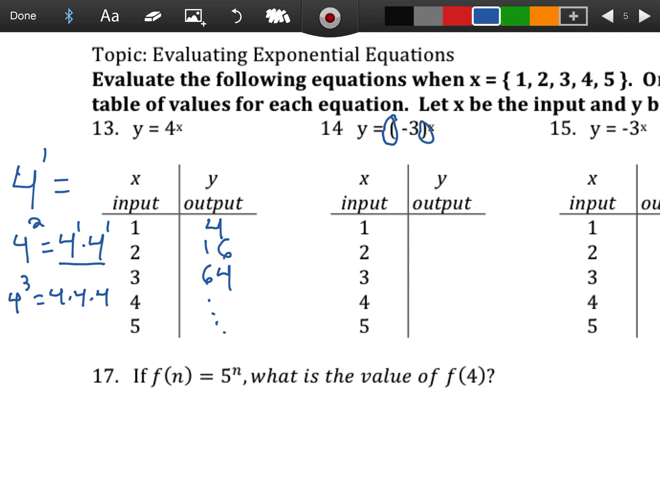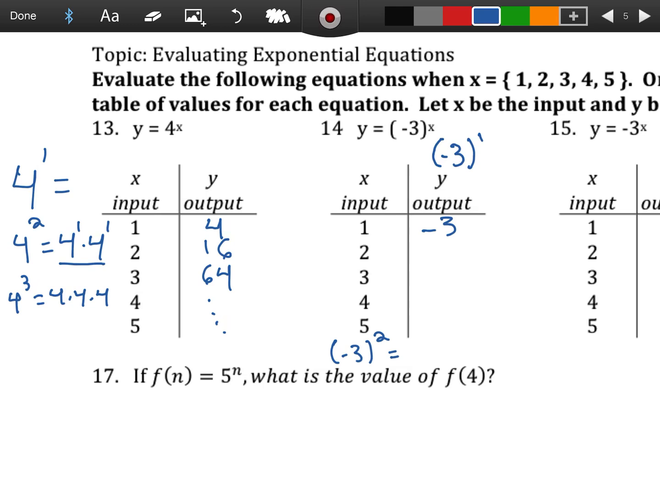And with 14, y equals -3 to the x. Notice we're in parentheses here. This is where I see students trip up a ton. I don't think you're going to be that student though, because you know that I'm going to walk you through this. So a lot of students will just disregard the parentheses for one reason or another, but with exponents, you have to be very careful. So instead of x, I'm going to put 1. -3 to the first power is just -3.